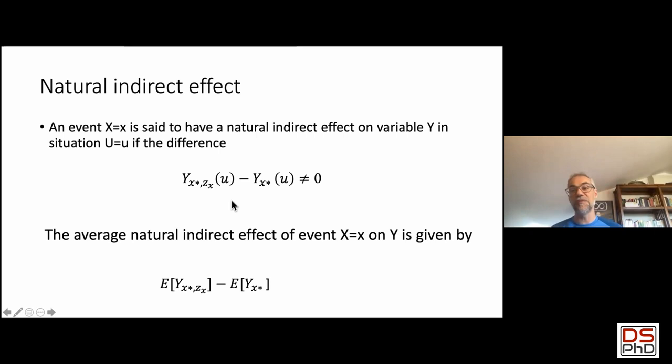If you remember, the natural indirect effect was tied somewhere to the question, how would the mortality rate in China have changed if the Chinese measures had remained the same? So the Chinese policies would have remained the same, but they had the same demographic population that Italy had. And this is the way in which we can calculate the average natural indirect effect.